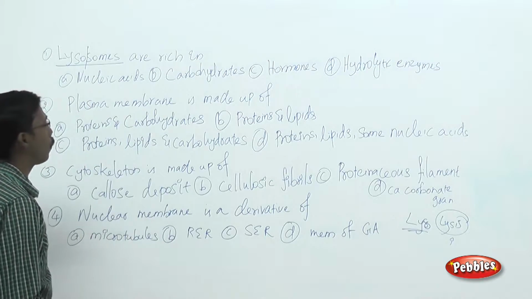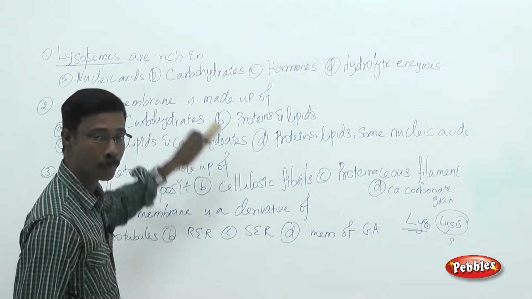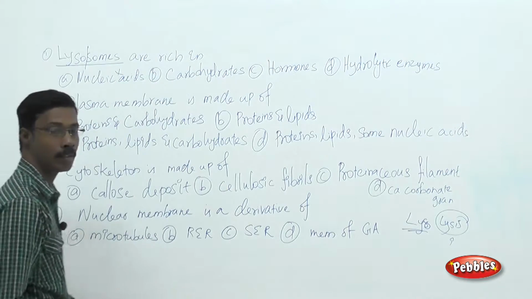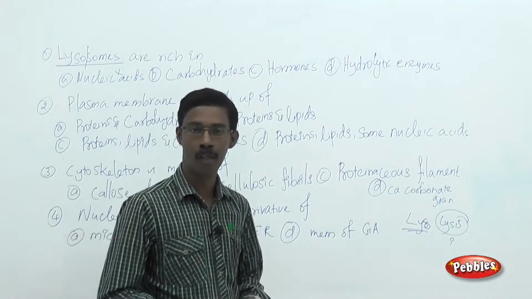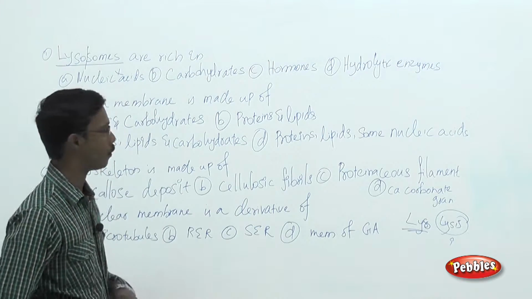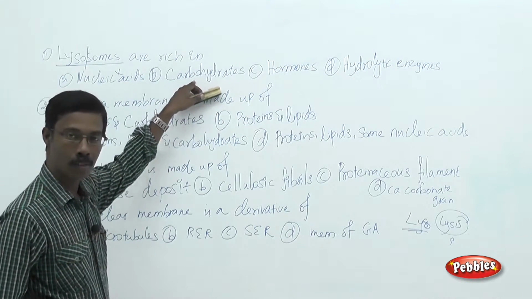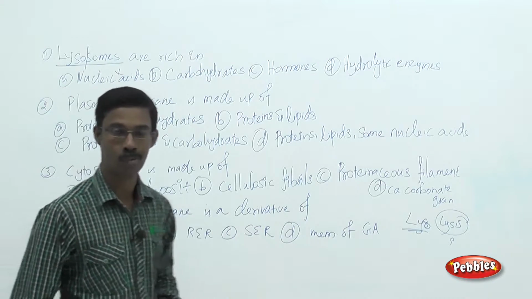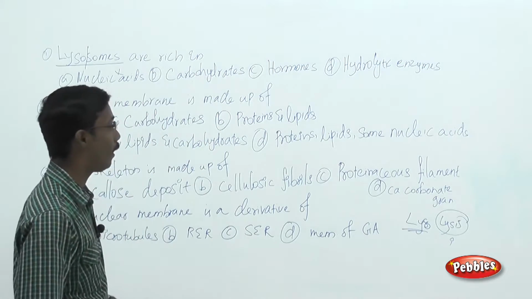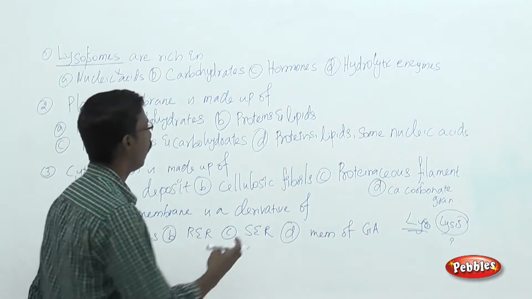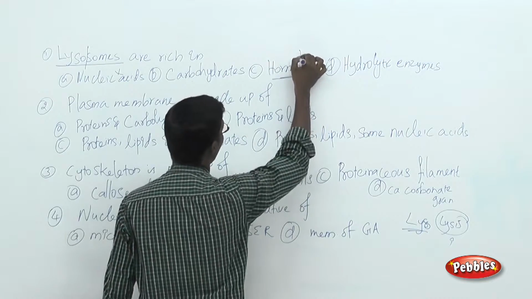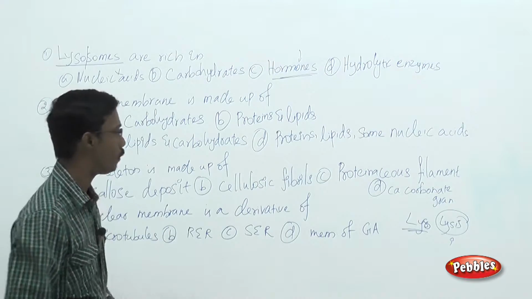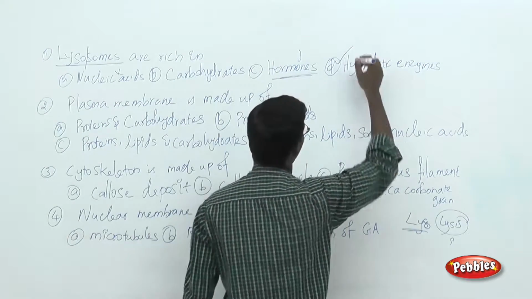So what may be the components present in the lysosomes? Nucleic acids are absent because nucleic acids are present only in the mitochondria, nucleus, and chloroplast. Carbohydrates are not the answer because there is no need for carbohydrates within the lysosomes; only denatured carbohydrates may be present. Hormones are not part of the lysosomes because lysosomes are degradative in nature. So the answer is hydrolytic enzymes.